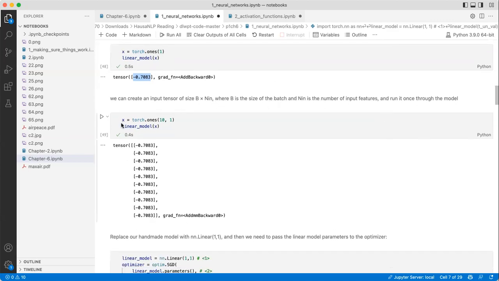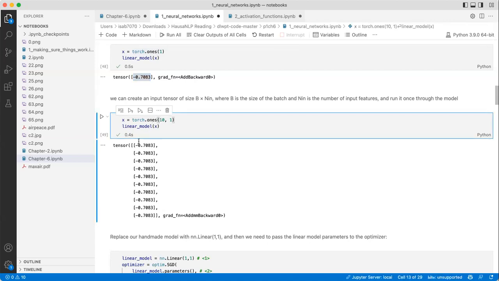So when we create this tensor, we'll have 10 of them. We pass it through the model, and we'll have 10 outputs. Because all the inputs are ones, whatever happens to the model will be the same.